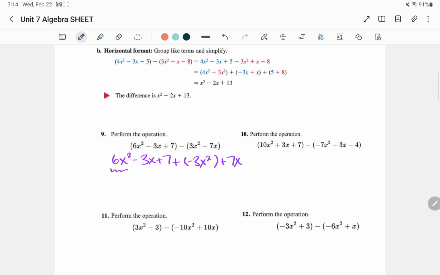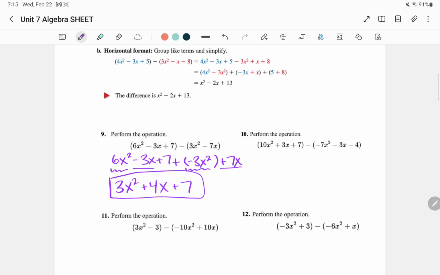So 6x squared minus 3x squared is just 3x squared. 6 minus 3 is 3. Then negative 3x plus 7x is positive 4x. Negative 3 plus 7 is positive 4. So plus 4x, and then the plus 7, nothing to combine it with, so I bring it down. And that's my answer for number 9.